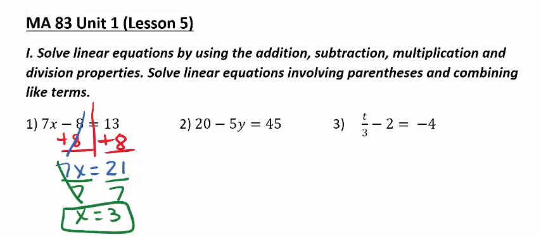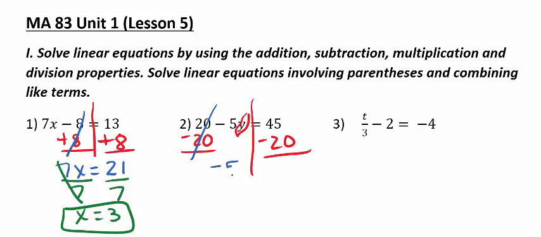In number 2, our goal here is to get y by itself right here. And we have a 20 minus 5y. So we first have to get rid of the 20. And we do that by subtracting 20 from both sides, doing the opposite. Here are my two sides of the equation. 20 minus 20 is 0, so that goes away, and I bring down my negative 5y. And then 45 minus 20 is 25.